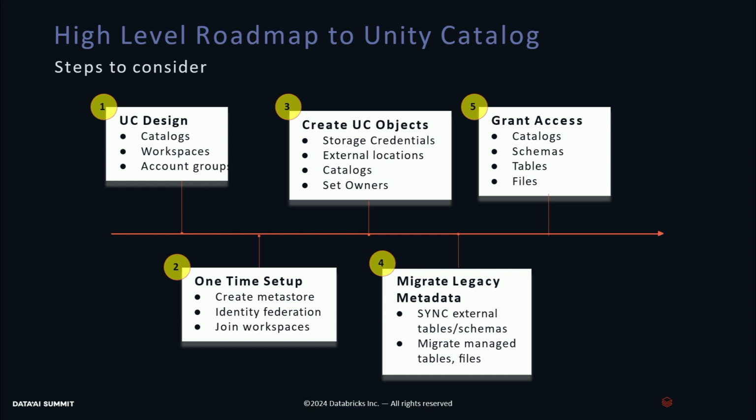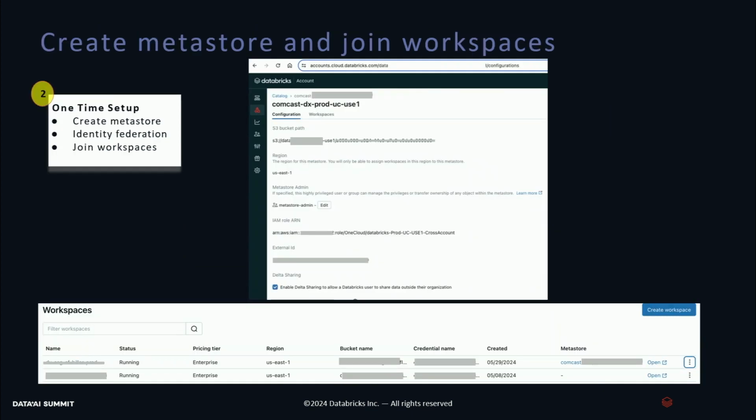Once this designing is done, we are going to do a one-time setup where we would create the metastore in one particular region and join various workspaces to it. Then we would create various Unity Catalog objects, your catalog creations and schema creations and things like that, providing access to the right folks on these Unity Catalog objects. At the same time, we can also think about migrating from your legacy Hive metastore to your Unity Catalog metastore.